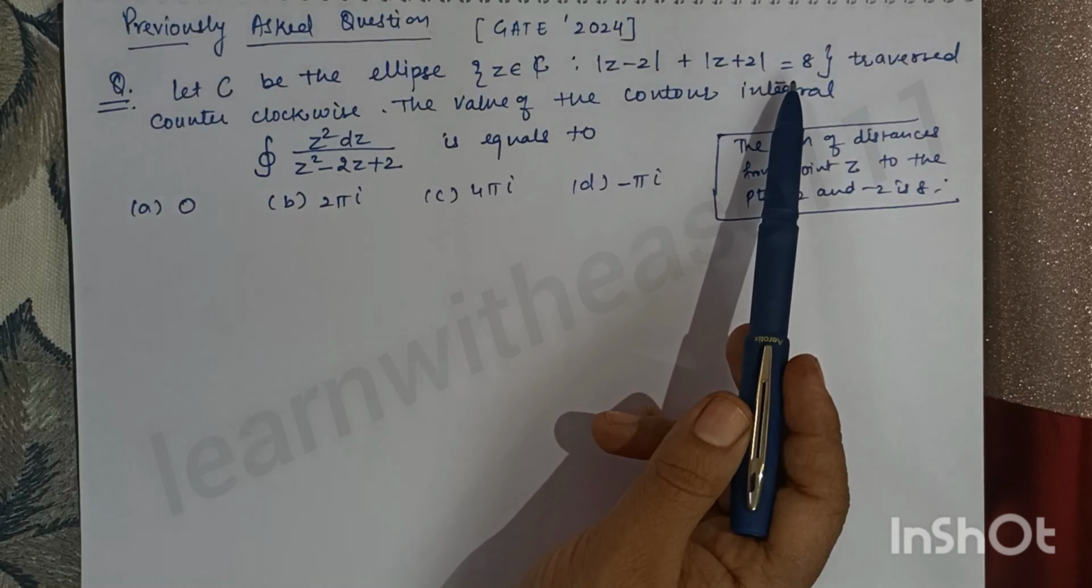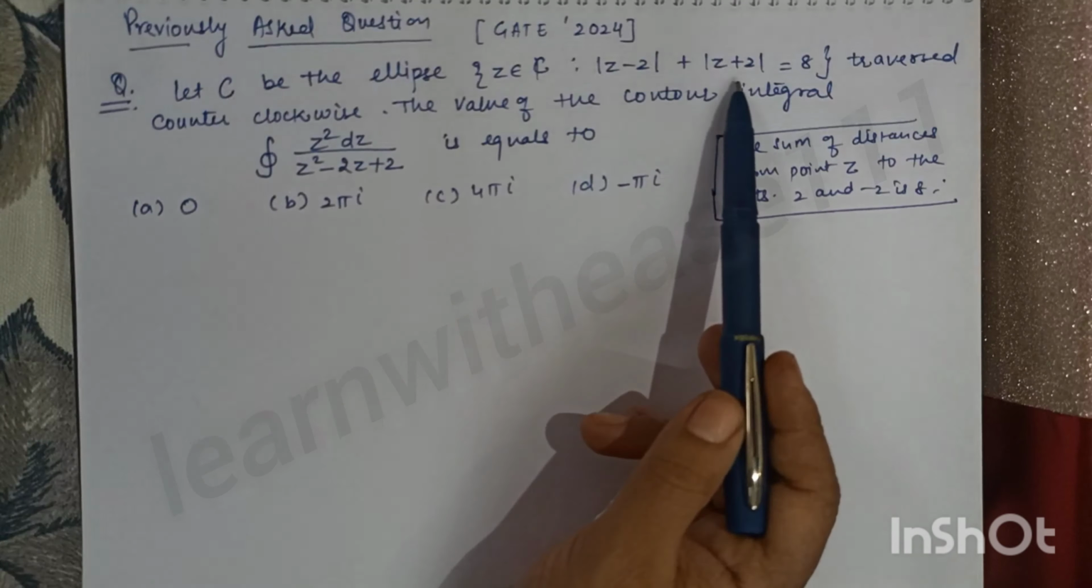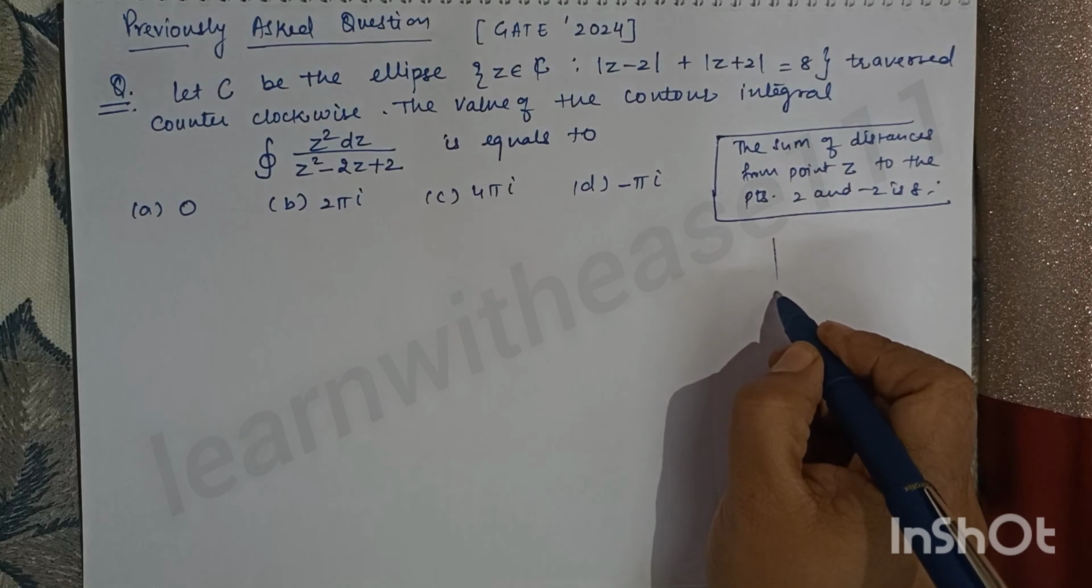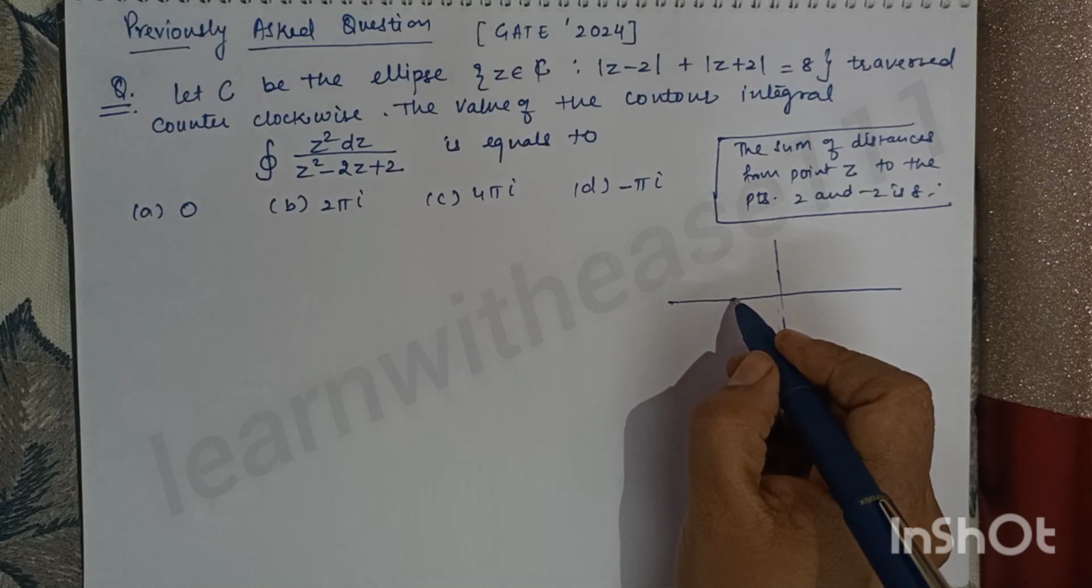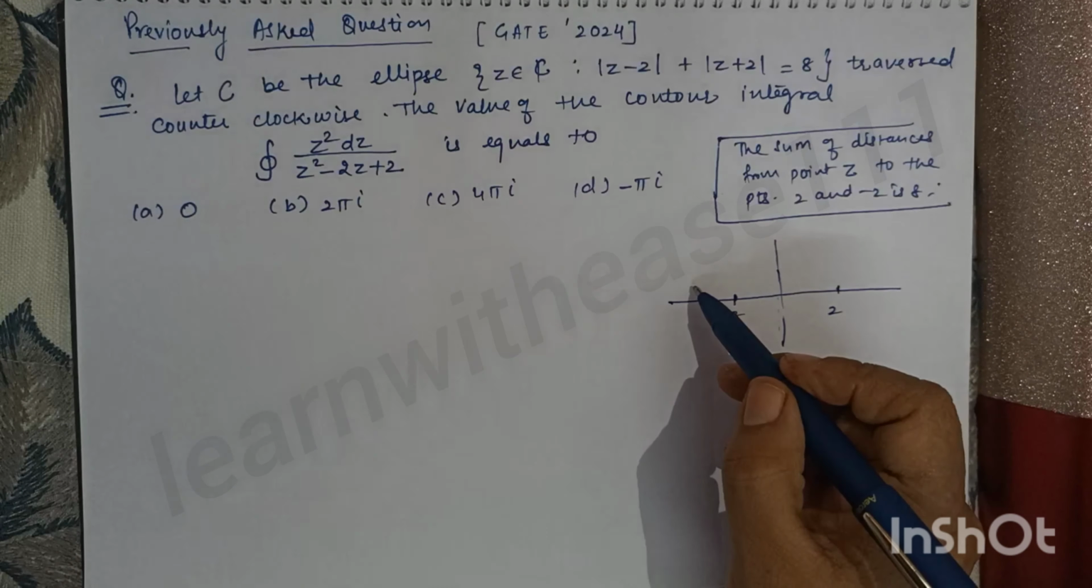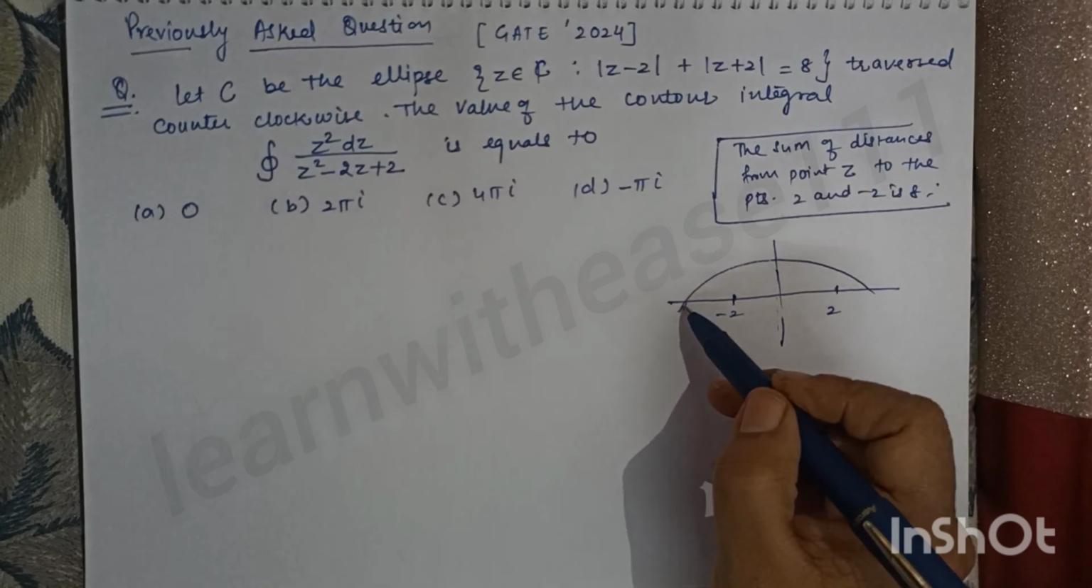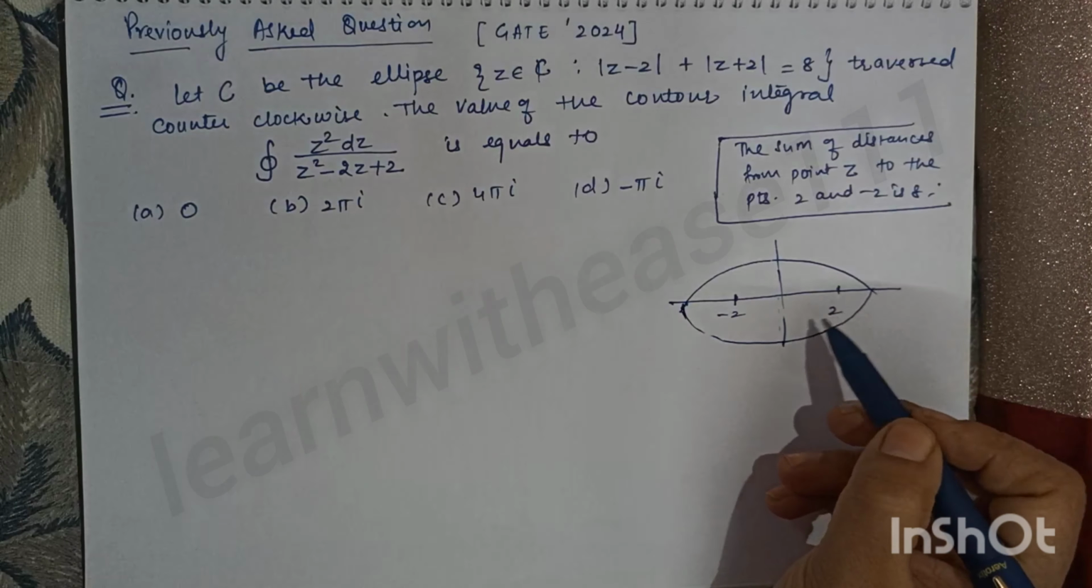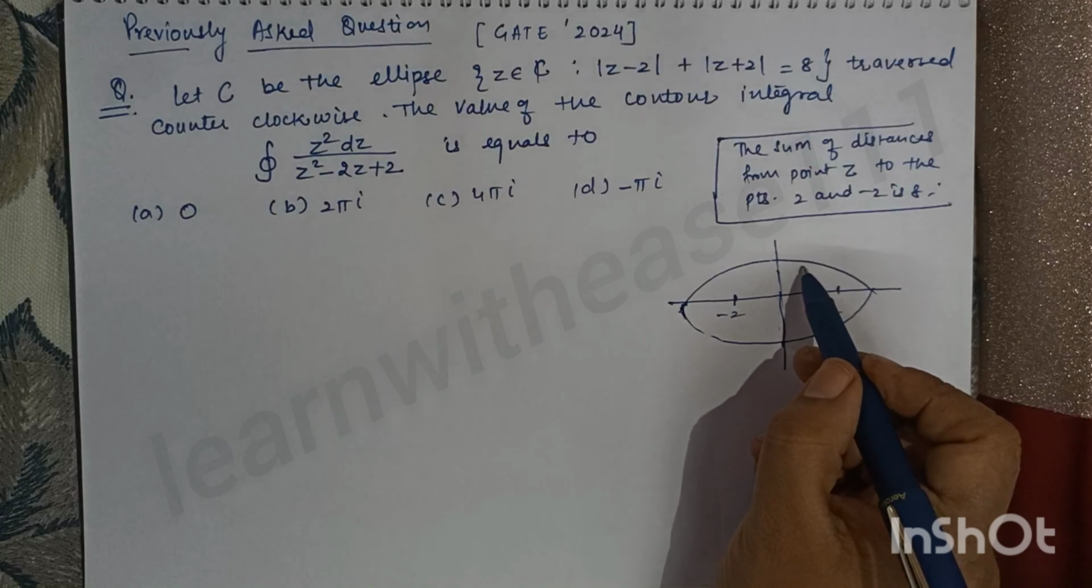|z - 2| + |z + 2| = 8 means the sum of distances from a particular point z to the points 2 and -2 is 8. So this is an ellipse with foci 2 and -2 and the length of the major axis is 8.